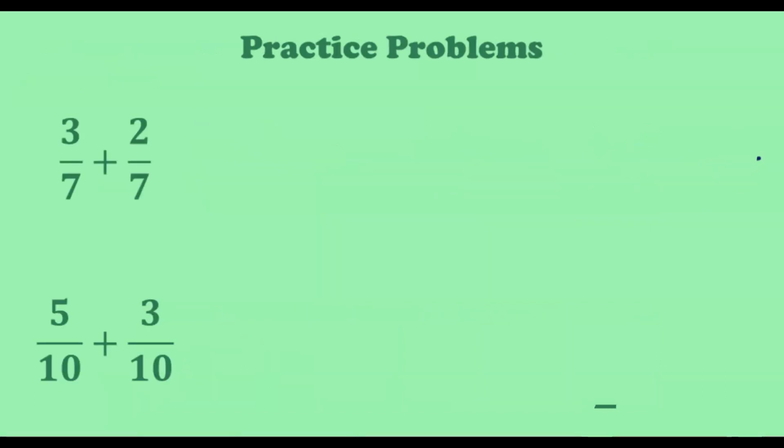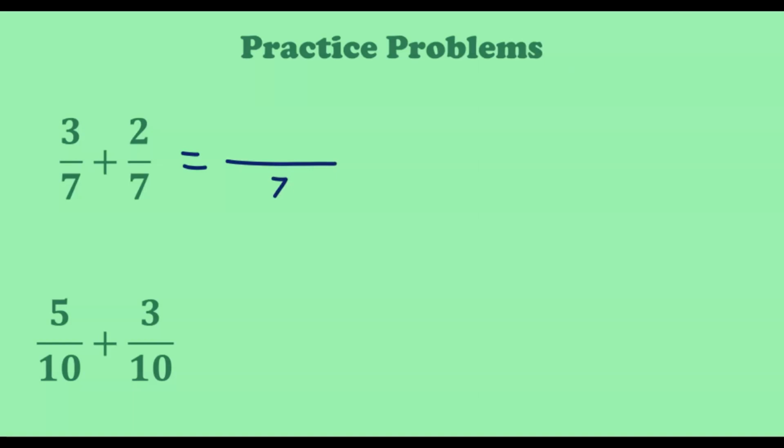Now let us have a look at a few practice problems. Consider the first problem. We have 3 over 7 plus 2 over 7. Now have a look at the denominators of the two fractions. For the first fraction, the denominator is the number on the bottom, that is 7, and the denominator for the second fraction is also 7. So both of the fractions have the same denominator, and so to add these two fractions, we're going to add the numerators and then write that sum over the denominator, which is 7.